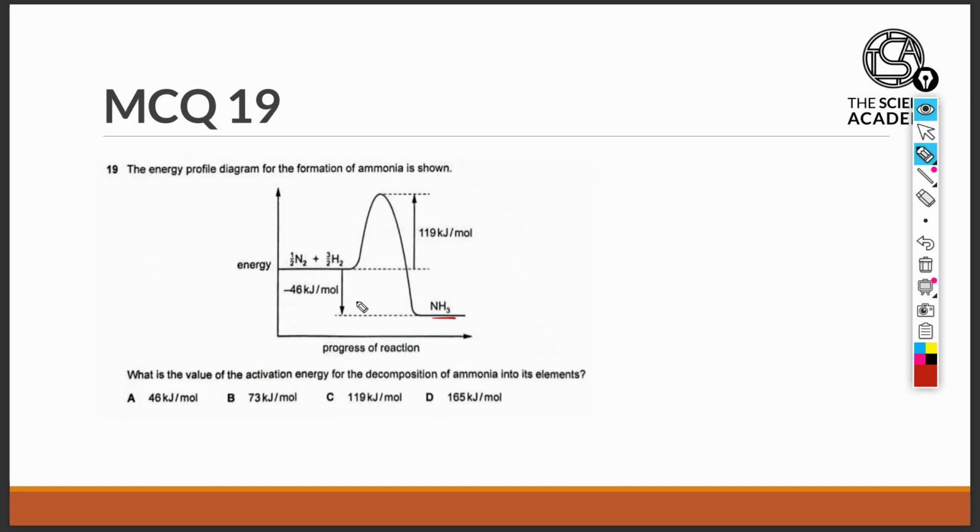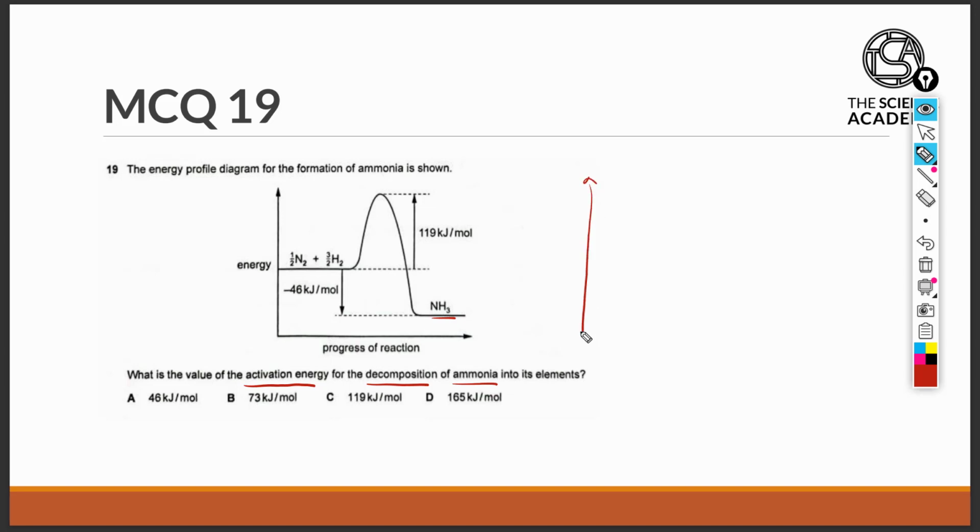And the overall enthalpy change of the reaction is negative 46 kilojoules per mole, which is the difference in energy level from the reactants and the products, regardless of the pathway it takes. This question asks for the value of the activation energy for the decomposition of ammonia, which is going to be the reverse reaction as shown in the energy profile diagram.